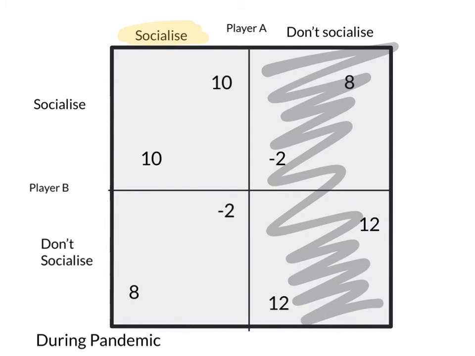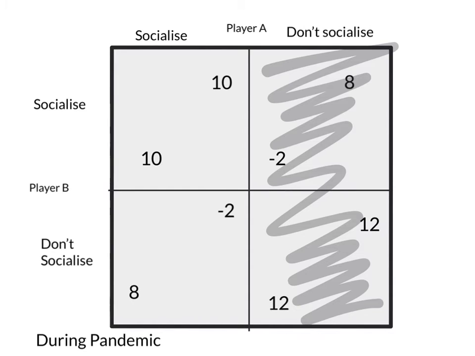Well, player B is now going to be choosing between either also go to the bar and get a payoff of 10, or don't socialise, stay at home and only get a payoff of 8. So with these payoffs, in this situation, if player B thinks player A is going to be socialising down at the bar, player B would prefer to socialise and also go to the bar. And of course, because it's symmetric, the same holds for player A.